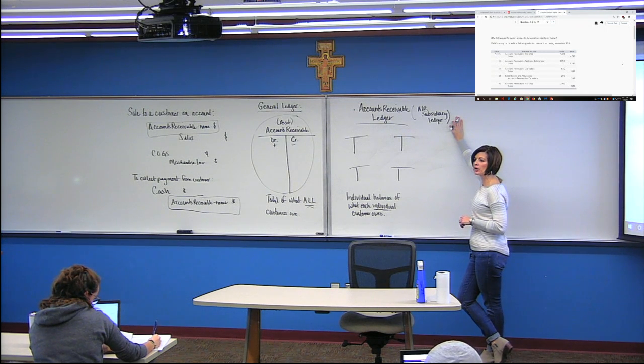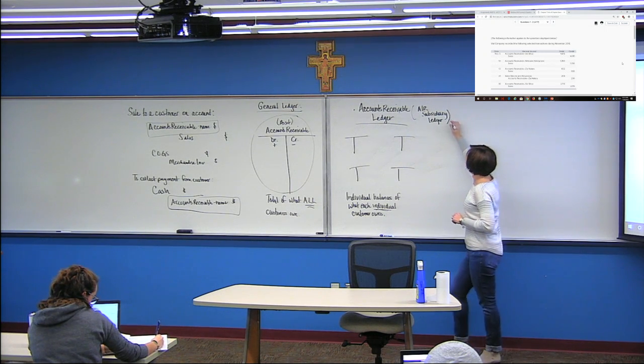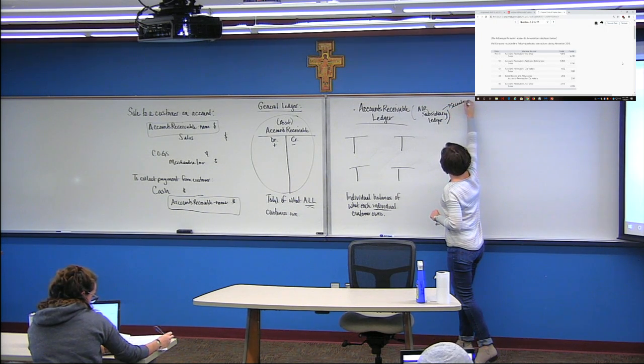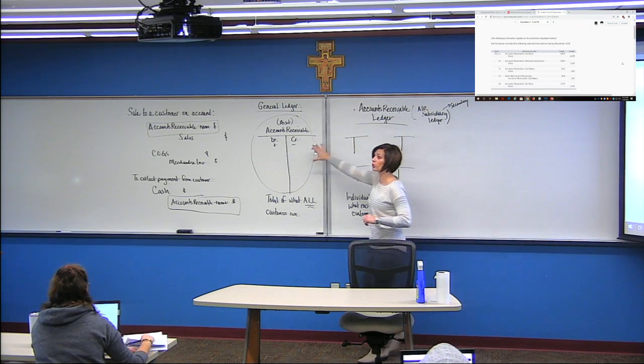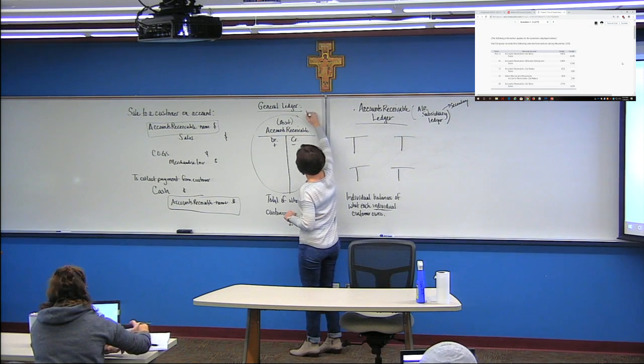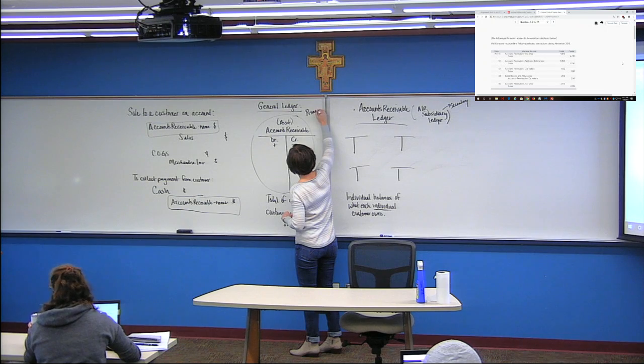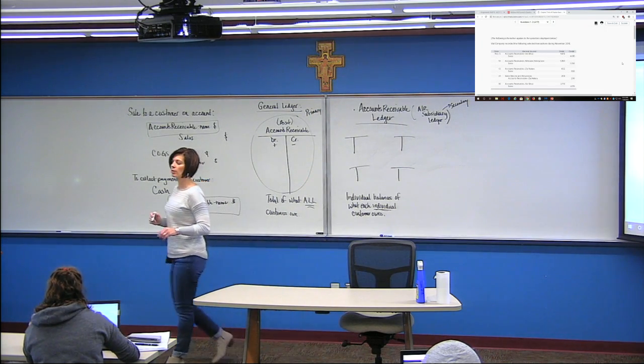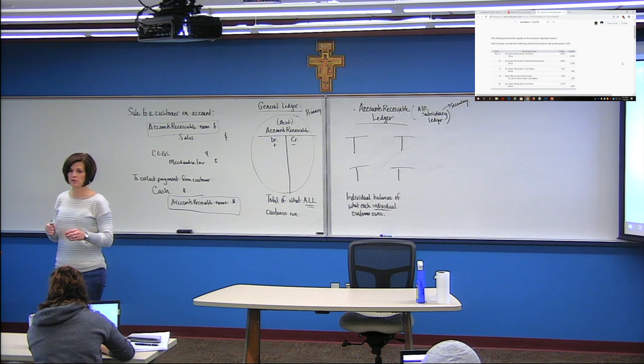Does anybody know what that word subsidiary means? It's secondary, like a secondary record. So what's the primary record? This is the primary record, right? The general ledger has the primary accounts in them. These other ledgers are secondary, where we find the detailed information, okay?